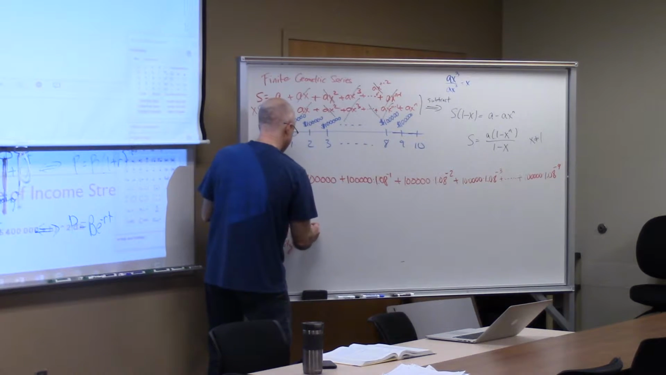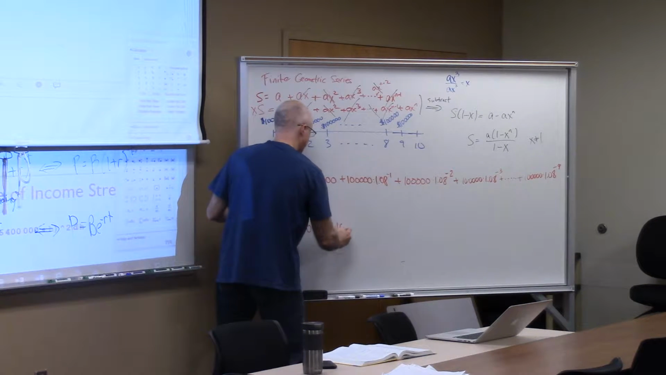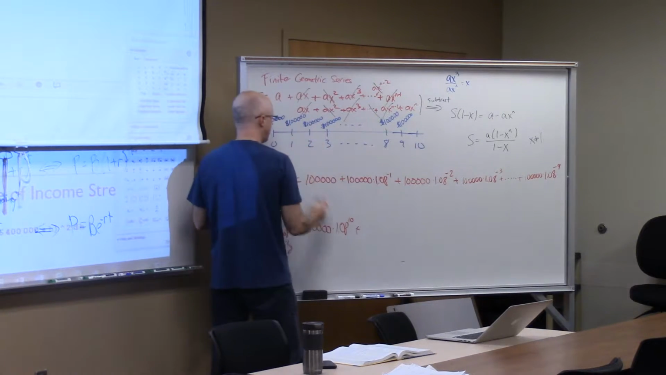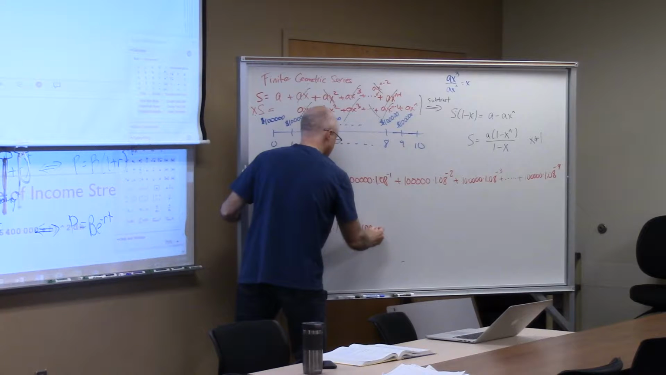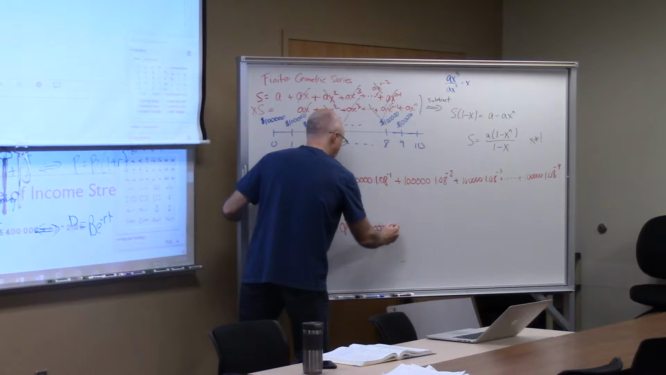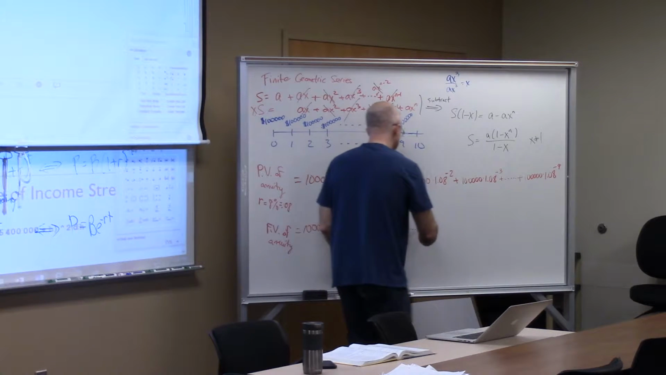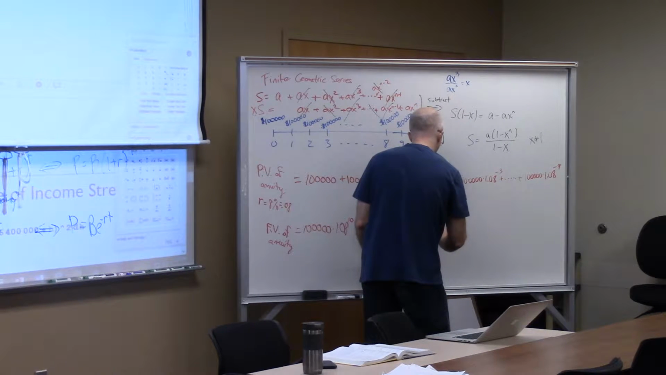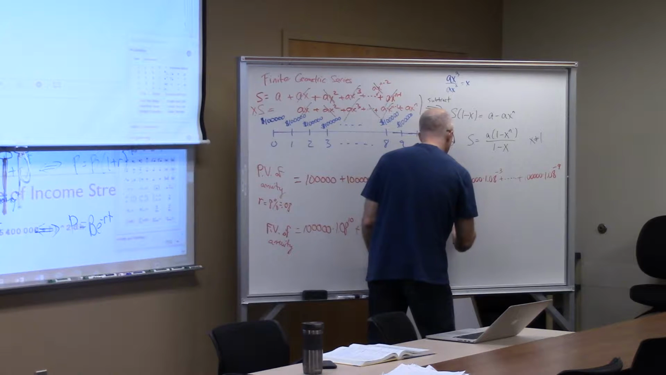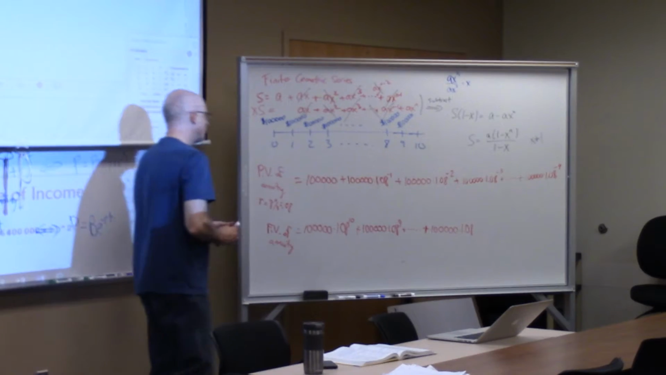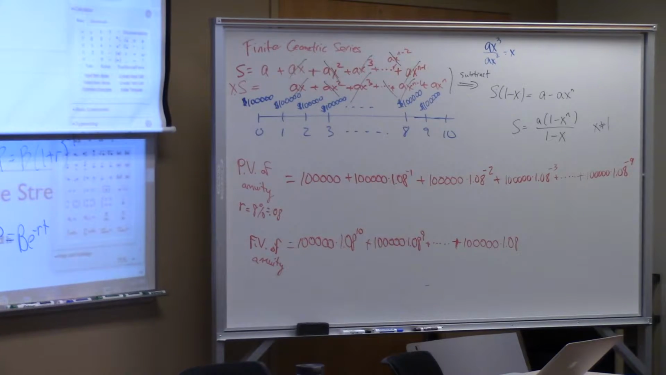The first $100,000 has got to go forward in time by 10 years, so it gets multiplied by 1.08 to the 10th power. The next one at time 1 has to go 9 years into the future, so it gets multiplied by 1.08 to the 9th power, etc. The last one only has to go forward in time 1 year. It gets multiplied by 1.08 to the first power. That's also a geometric series, a finite geometric series.